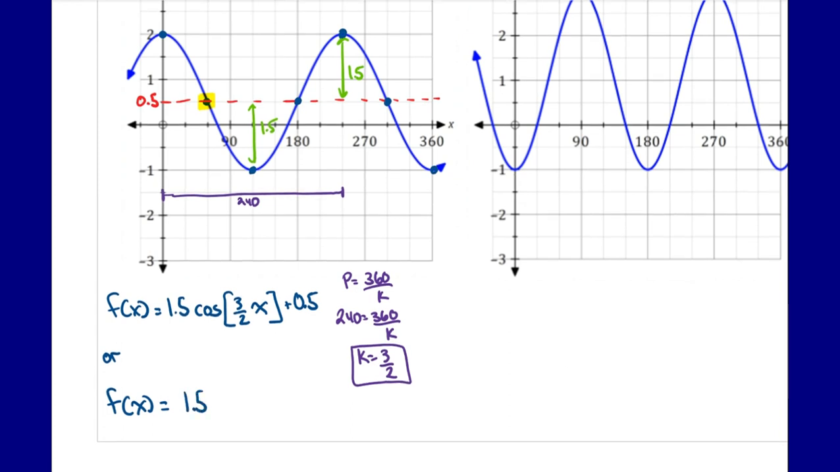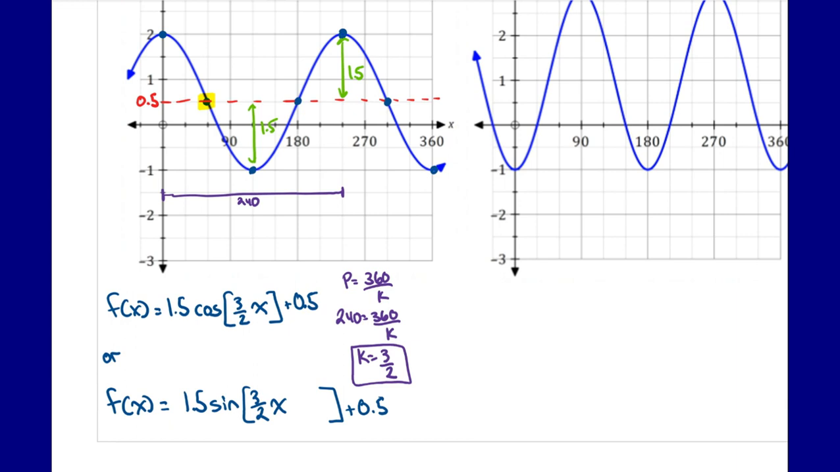Now, most of the values are going to stay the same. The A value is still 1.5. That hasn't changed. It's now going to be sine. The period is still going to be the same, even though we've moved over. If I look at going from here to where do we come back to our midline after going up and down over here, that's still 240 degrees, right? So that hasn't changed. That's still the same. So it's still going to be 3 over 2 for our K value. And it's still going to be a plus 0.5 for our midline.